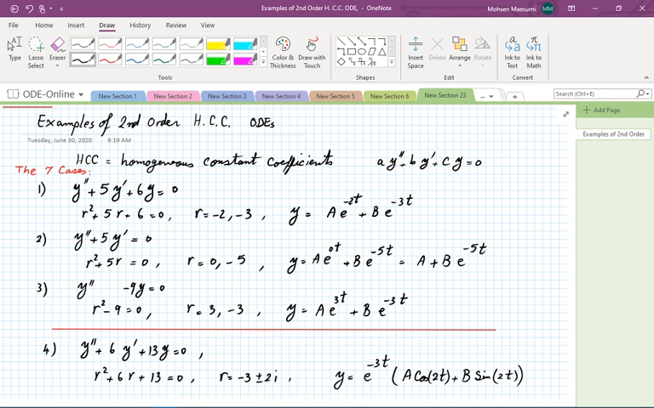So let's just start. Our simplest example last time was this equation, y double prime plus 5y prime plus 6y is equal to 0. Remember, this was the characteristic equation. The roots are obtained very easily, and the solution is exponential of either of these two characteristic roots times some as yet unspecified constants.